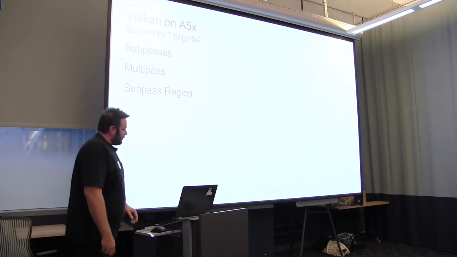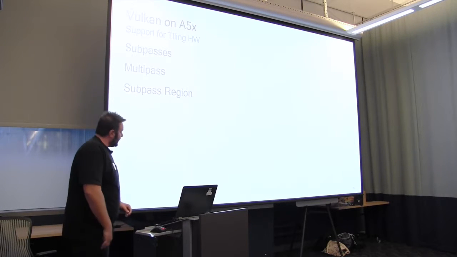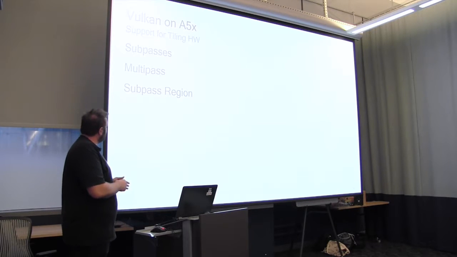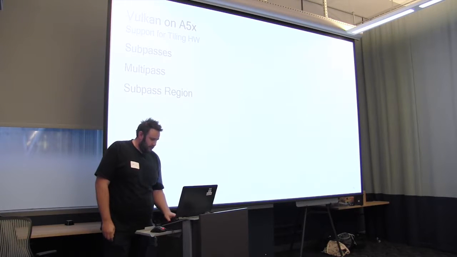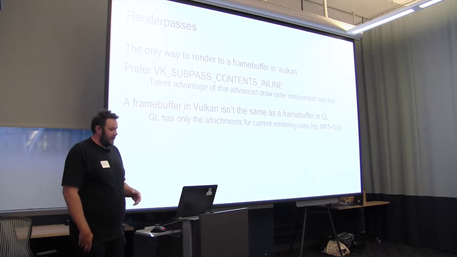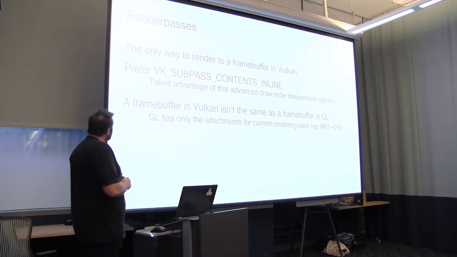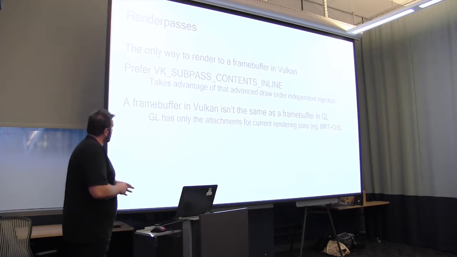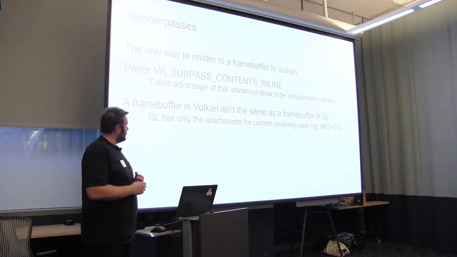Alright, so support for tiling hardware in Vulkan on A5X. There's three things that I'm going to talk about here: subpasses, what we call multipass, and then subpass region, which you may not have heard of before. So render passes are the only way to render anything in Vulkan, to render to a frame buffer. We prefer that you use subpass contents inline. That allows you to take advantage of this advanced draw independent rejection that I talked a little bit about earlier.